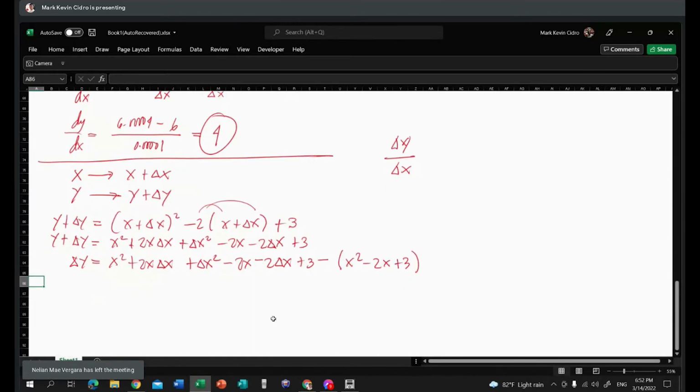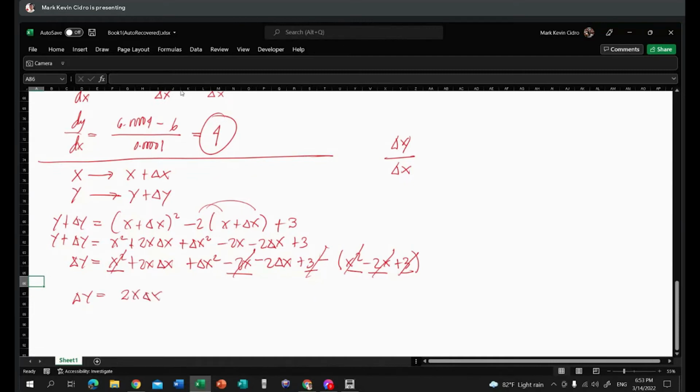Okay? Then this will be delta y. You can immediately subtract. Your x squared and this x squared will cancel out, because x squared minus x squared is 0. What else? Your 2x here and this negative 2x will also cancel out. And also this 3. 3 minus 3 cancels out. It becomes 0. So you will be left with delta y.